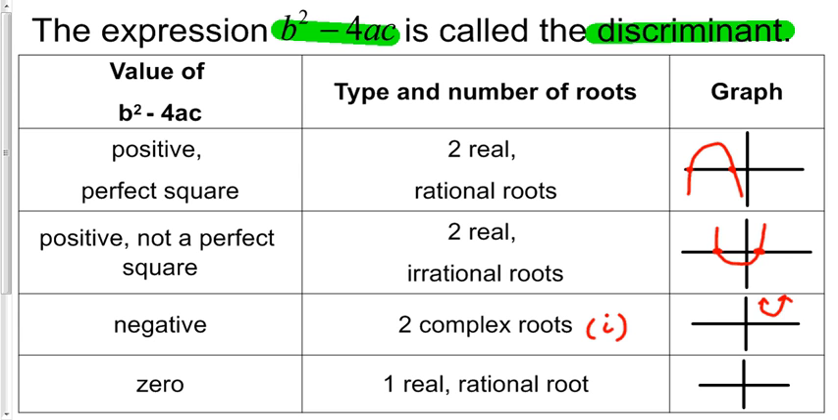And then if b squared minus 4ac is 0, you'd be taking the square root of 0 and you get 0. Well, plus or minus 0 doesn't change, and so you've got just 1 real rational root. And your parabola maybe would look like this, where the vertex only touches at 1 point when you get 1 solution.